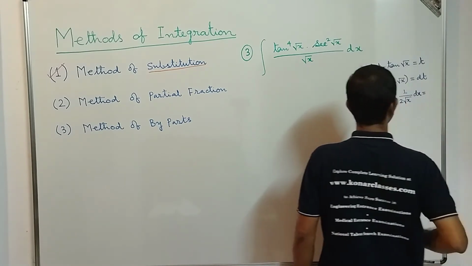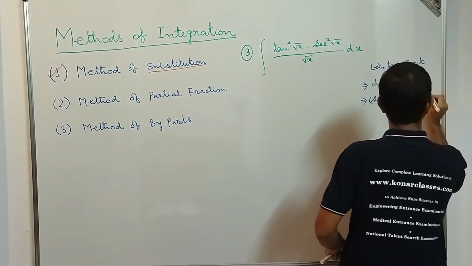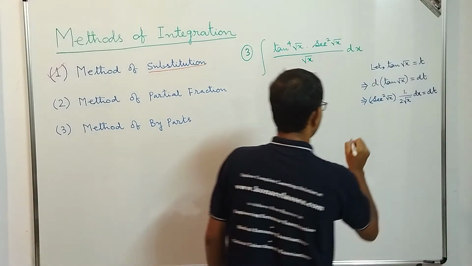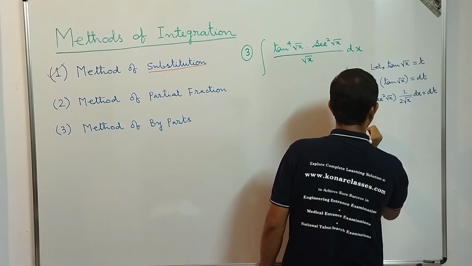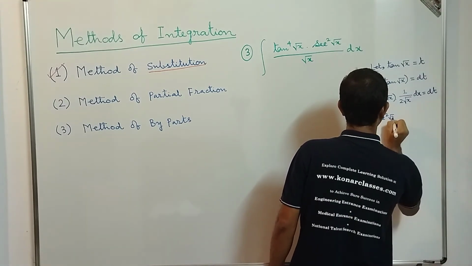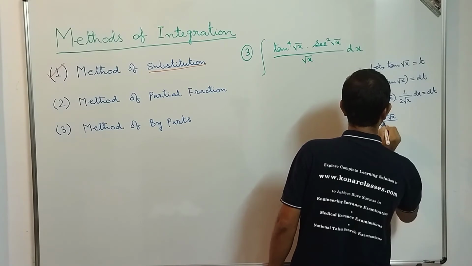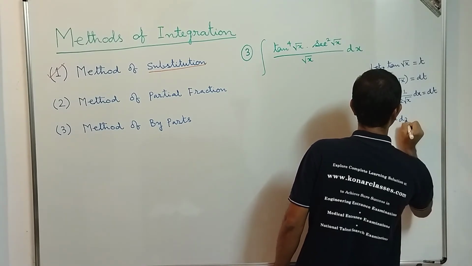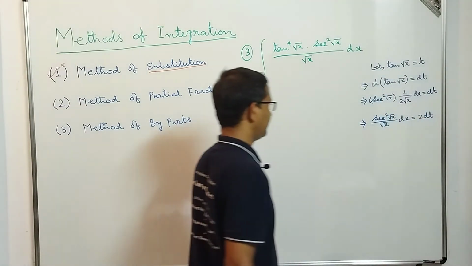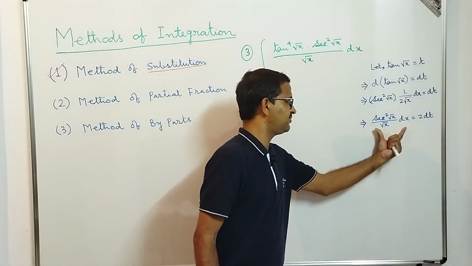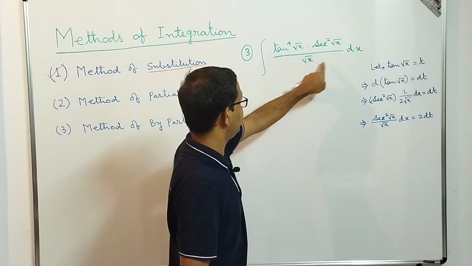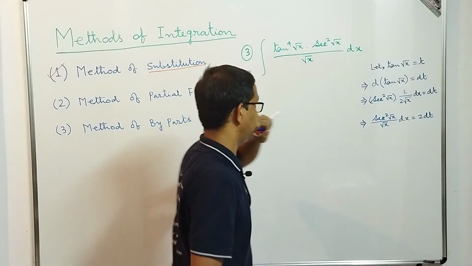That is equal to dt. So dear students, what we get here is that sec square root of x divided by square root of x dx is equal to 2 into dt, and that is a good place we have achieved, because we can easily write sec square root of x by square root of x dx is equal to 2 into dt.